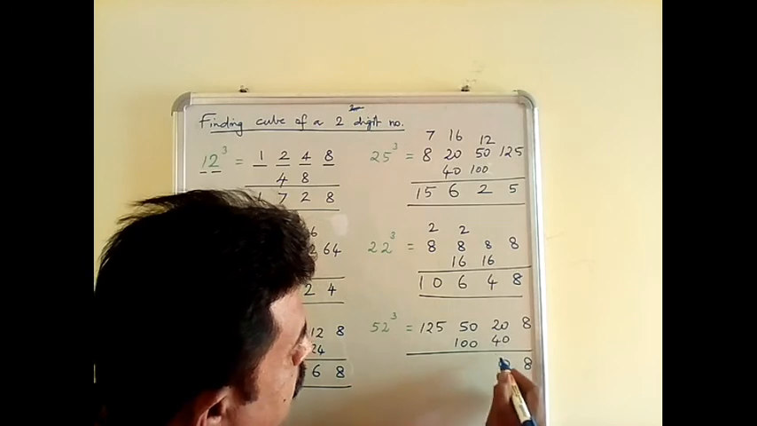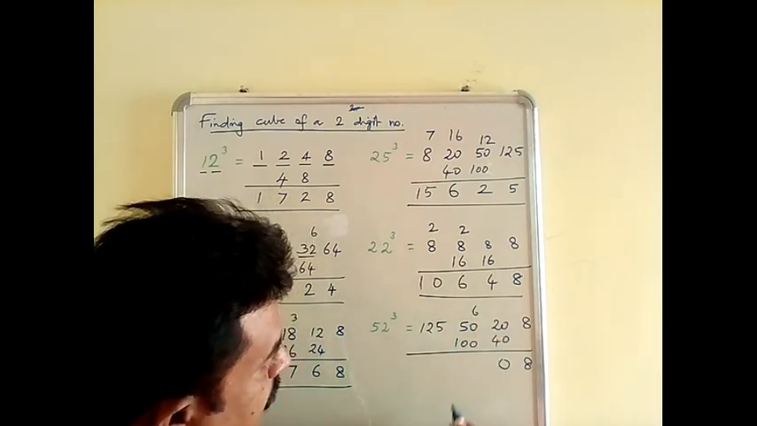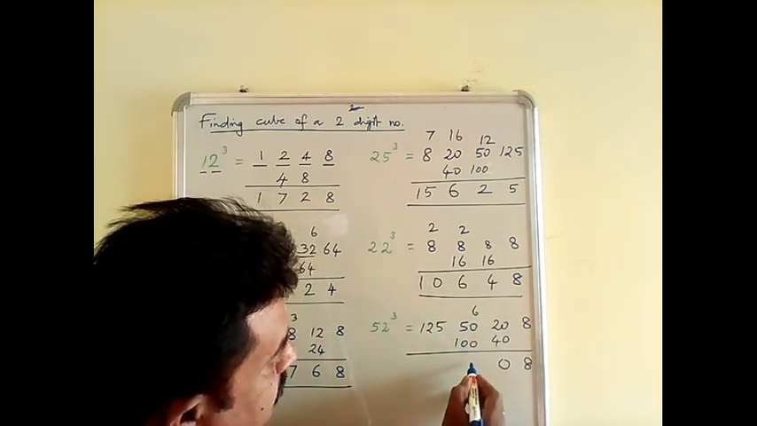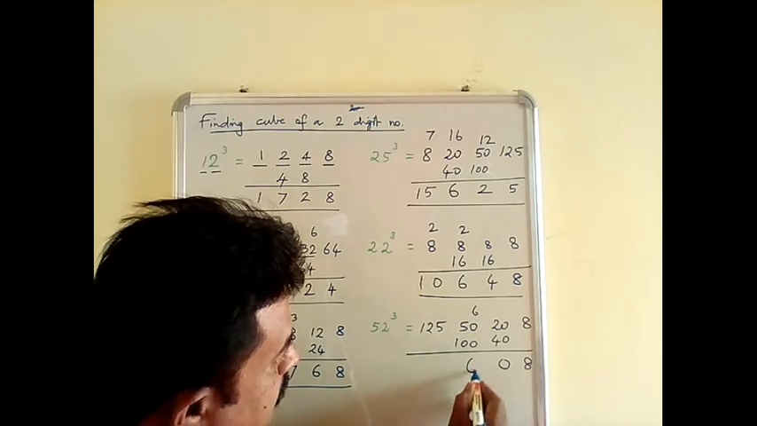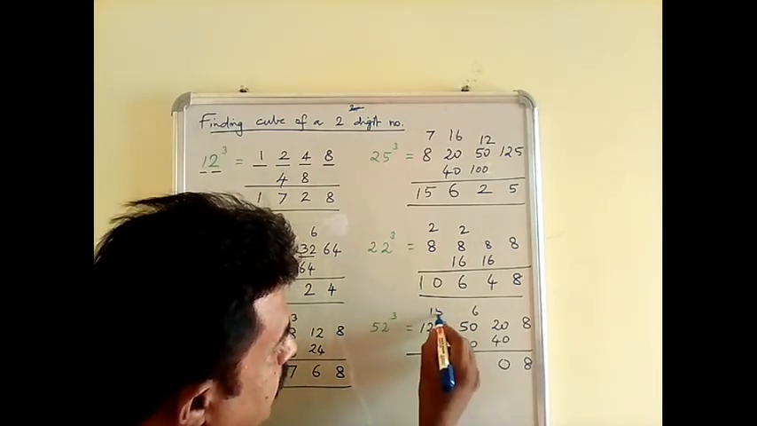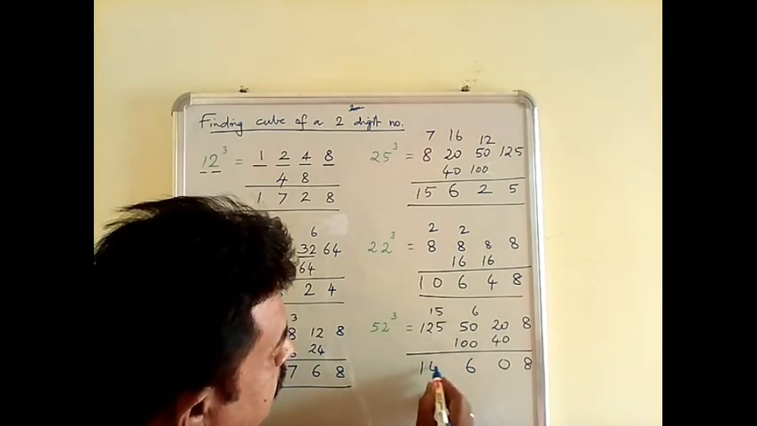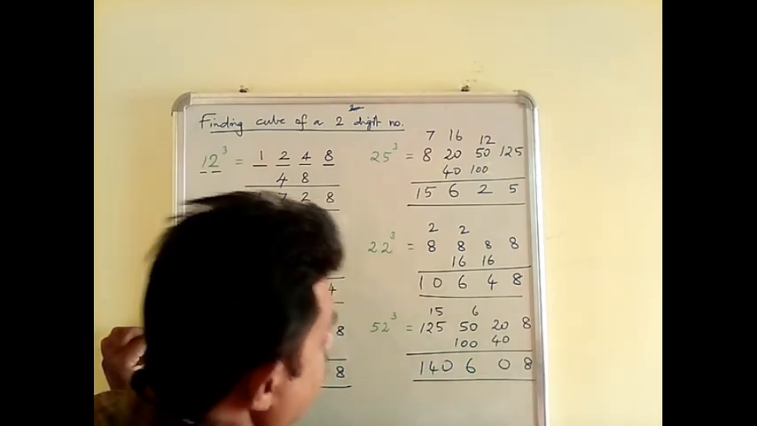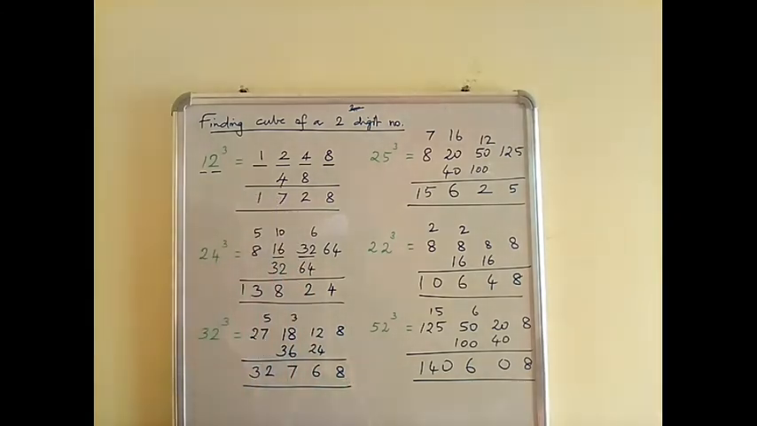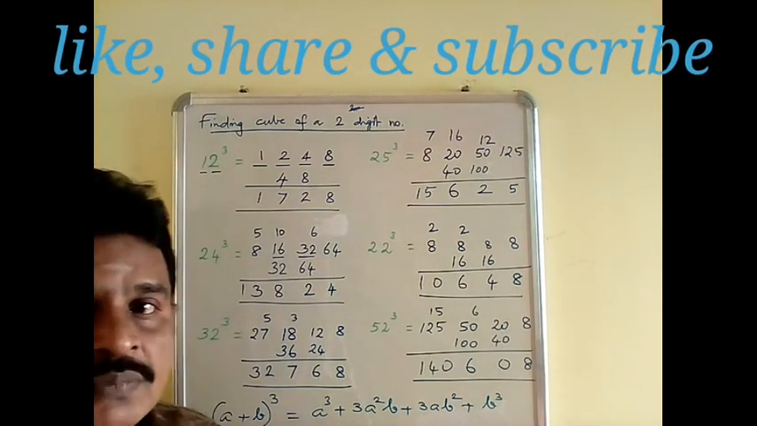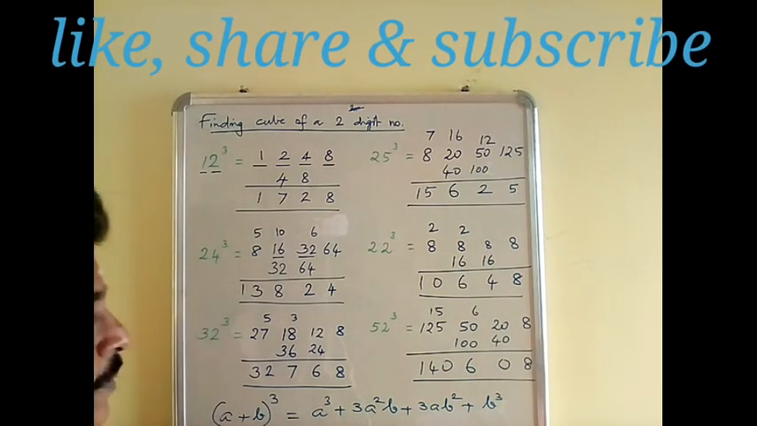This is 60. So we have 0, carry is 6. Now adding this, you get 156. So just put 6. Carry is 15. Now if you add these two, you get 140. So 52 cube is nothing but 1,40,608. If you practice a lot, you may find that this method will be very simple and easy.